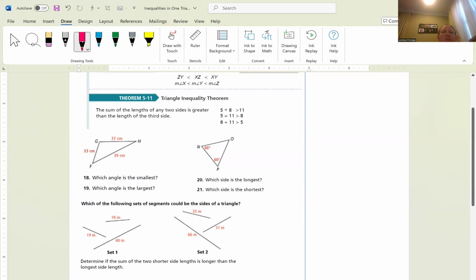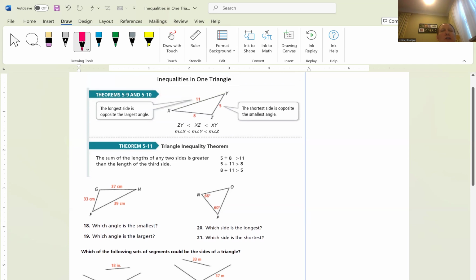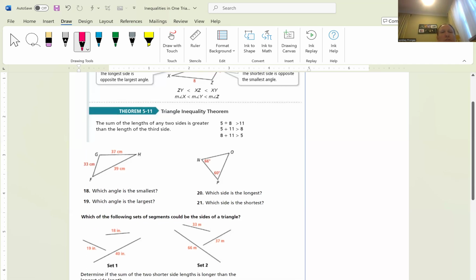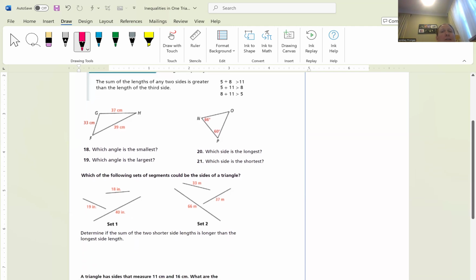The next one is the triangle inequality theorem, which states that the sum of the lengths of any two sides is greater than the length of the third side. So in that triangle that we already had above, 5 plus 8 is 13. That's greater than the other side, which was 11. 5 plus 11 is 16. That's greater than 8. And 8 plus 11 is 19. That's greater than that third side, which is 5. So the sum of the lengths of any two sides is greater than the length of the third side. Okay, those are our theorems.